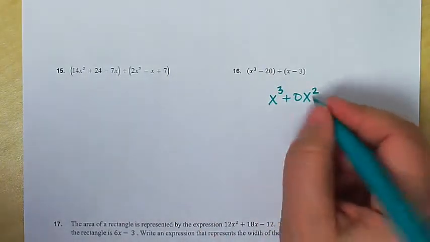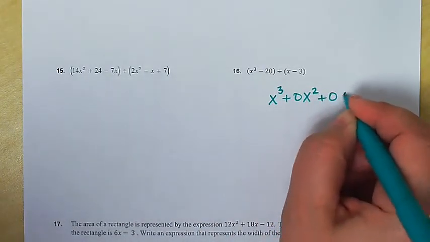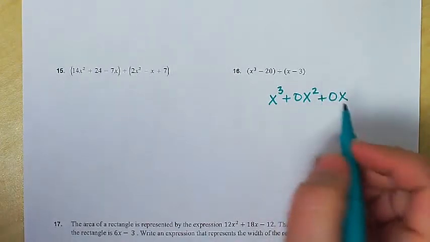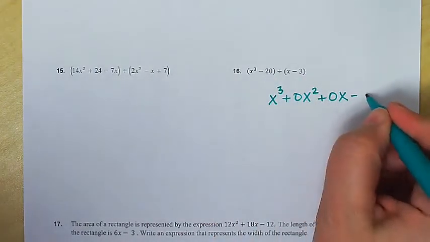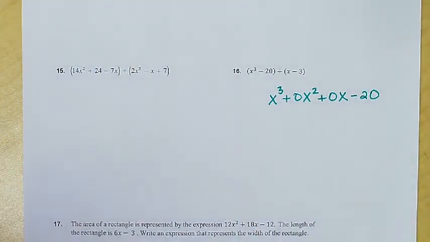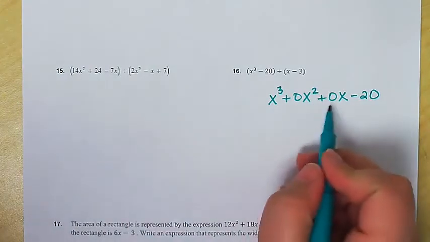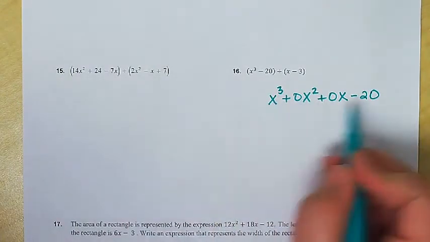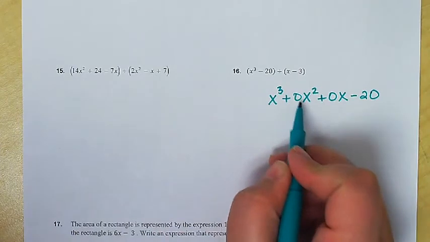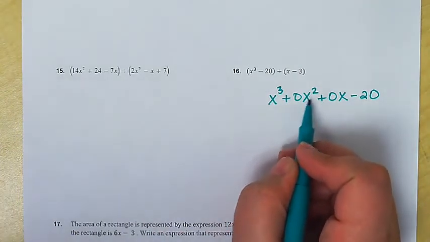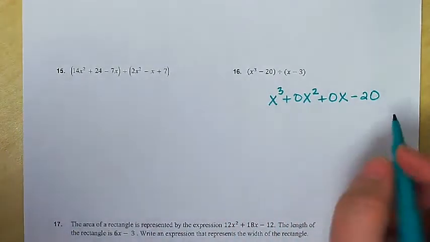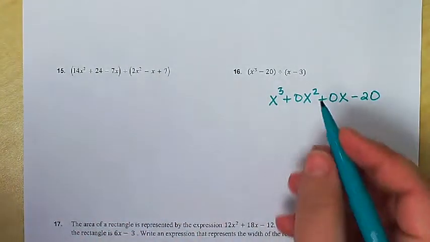If I don't have a regular x term, I'm going to write 0x. That's how you write your placeholders. And then I do have a constant of negative 20, so I can leave that there. So there's those 0 placeholders between the degree 3 and the constant. I just put a 0, and then I still put the variable and degree so I can keep track. And you're going to see in a moment why this is so important.